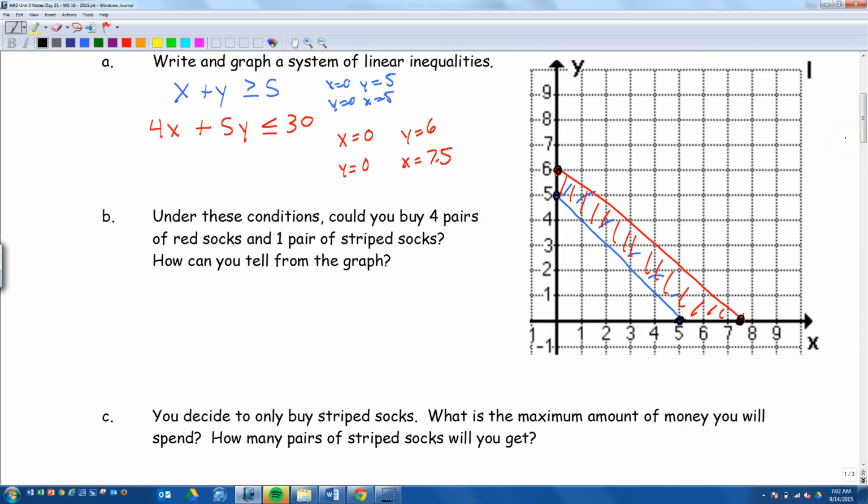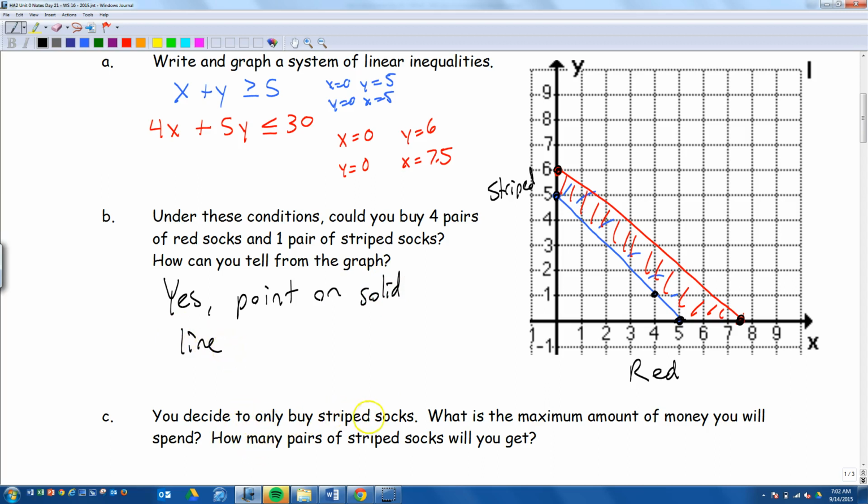Under these conditions, could you buy 4 pairs of red socks? And I better label this. Red is x and striped is y, so I know. Can we buy 4 pairs of red socks and 1 pair of striped socks? And that is actually yes, because that gives us the 5, and it also fits lower than our cost. It's on a solid line. So that would be a yes.